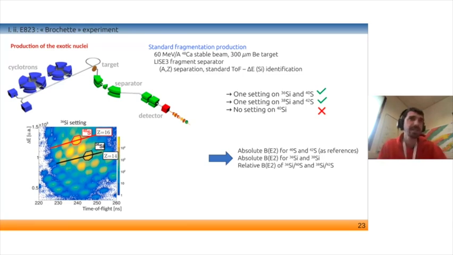Here you have the identification with the delta E time of flight identification matrix, where you can see the production of the silicon-36, but also the production of other nuclei like the sulfur-40. So one setting was performed on silicon-36 and sulfur-40, another one on the silicon-38 and sulfur-42, and sadly, no setting on silicon-40 because of a major failure of the Ganil cyclotron and water leaks.